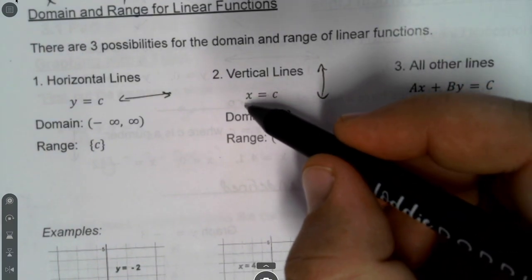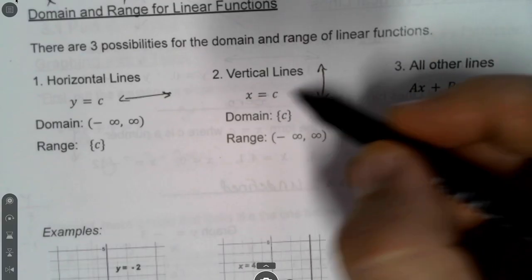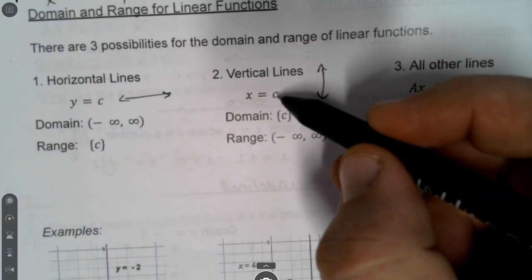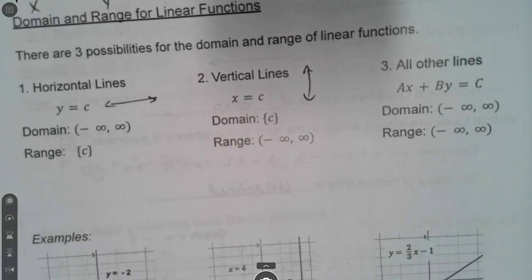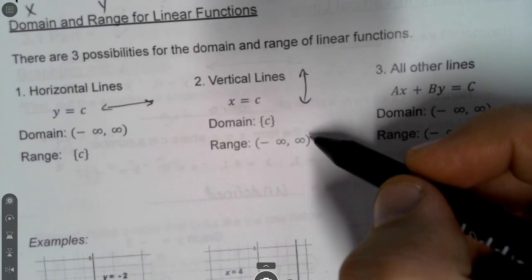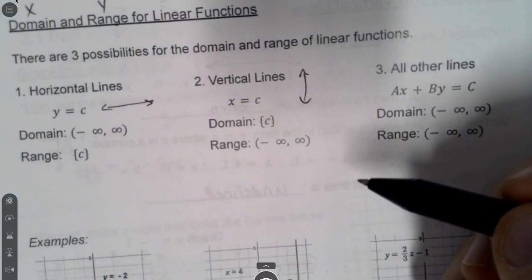Vertical, remember it's of this form, x equals c. Its domain is that number because it never goes left or right. It just stays at one x value all the time. So whatever this number is, that's your domain. It's not an interval because it's just a single number. The range is negative infinity because it goes down forever, up to positive infinity because it goes up forever.